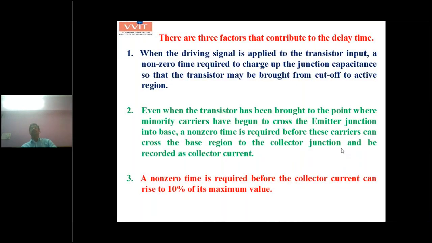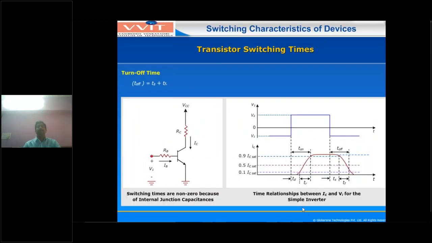These are the transistor switching characteristics, and I already told why. So why will the delay time be increased? Because the collector current is not increased. When our input is applied at T equal to 0, the collector current does not increase immediately.